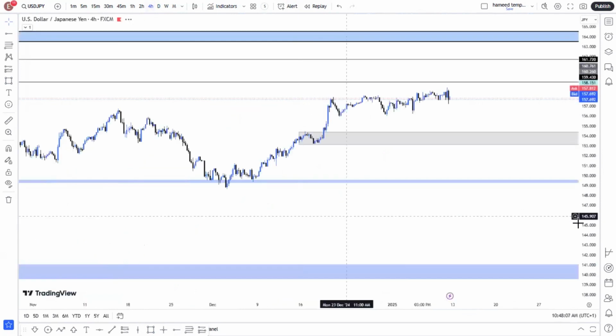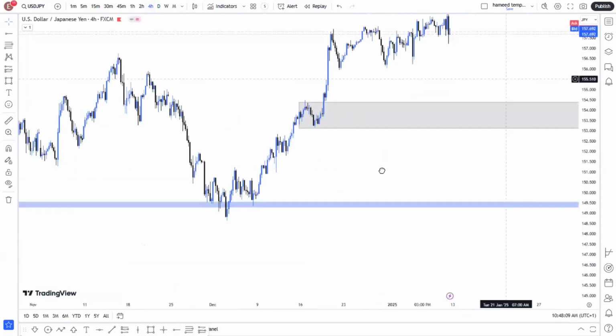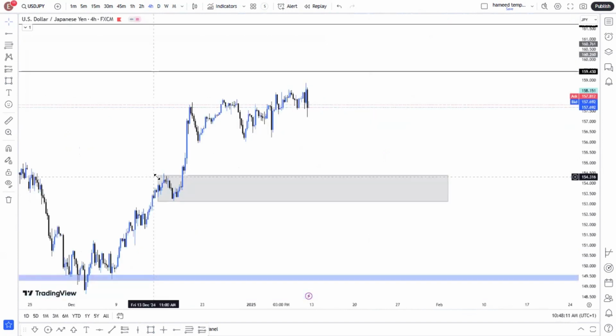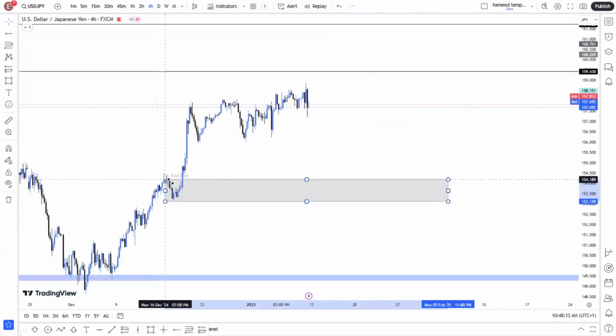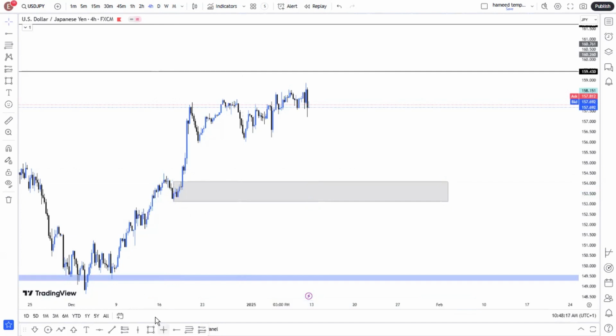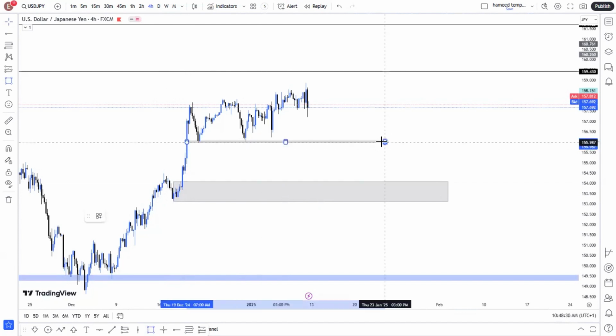On 4 hour, what are we having? Let me adjust this one. Adjust it here. So on 4 hour, we're having a resistance zone around here. Sorry, support zone, I mean. I have a support zone around here.